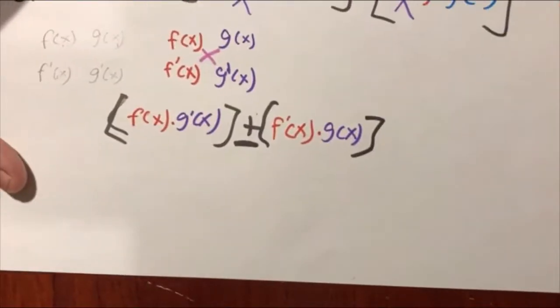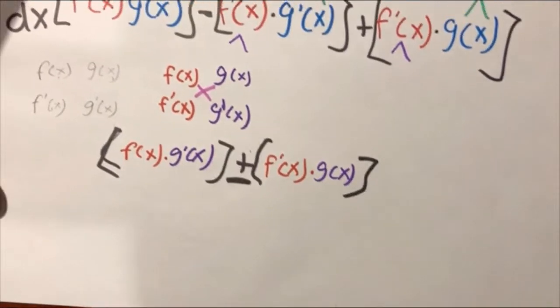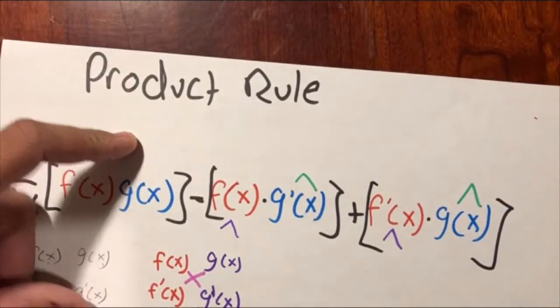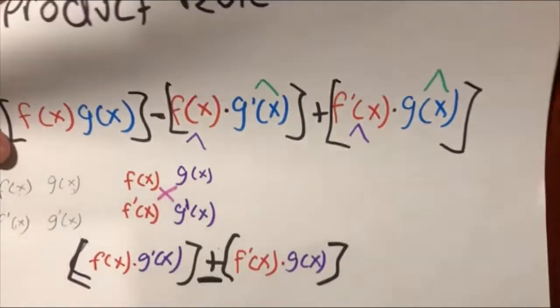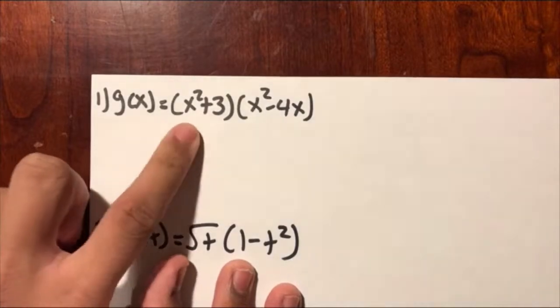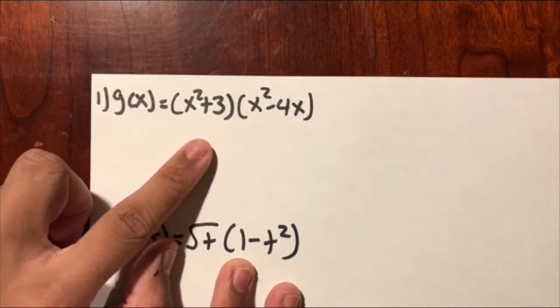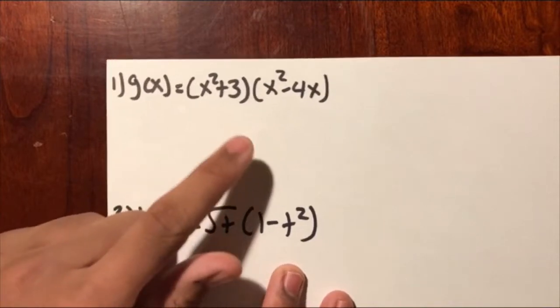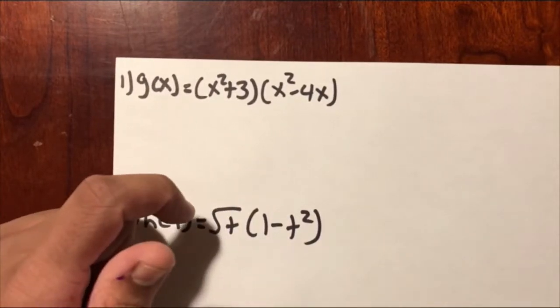So this is the conceptual reasoning of product rule. Let's look at some examples for you to understand it in depth more. Okay, let's look at this first one. So g of x equals x squared plus 3 quantity times x squared minus 4x quantity.